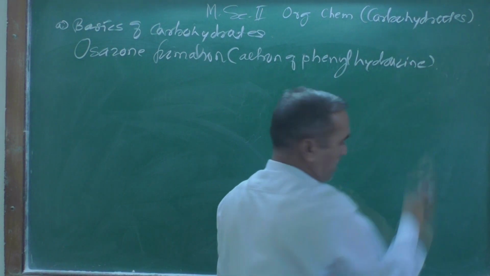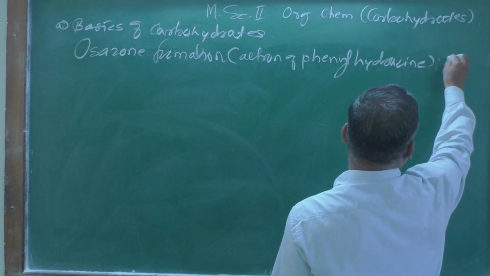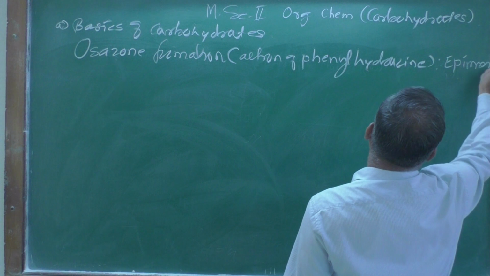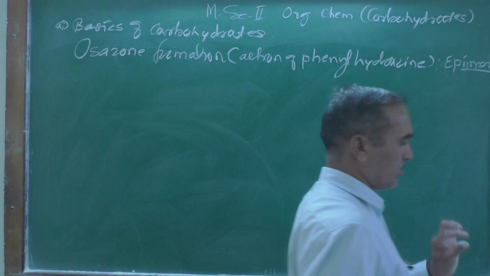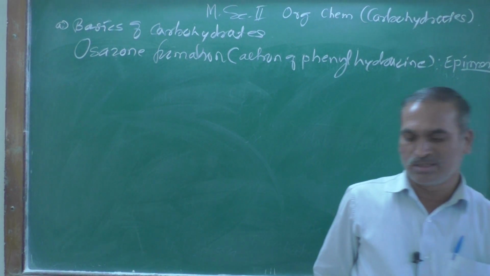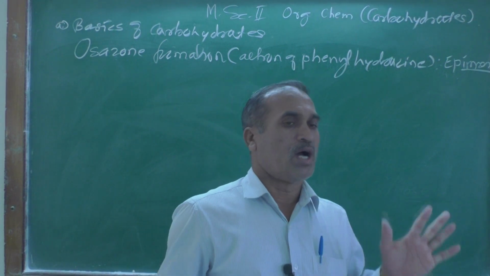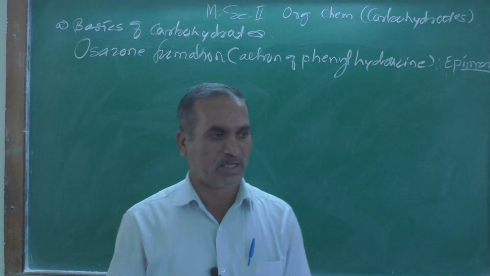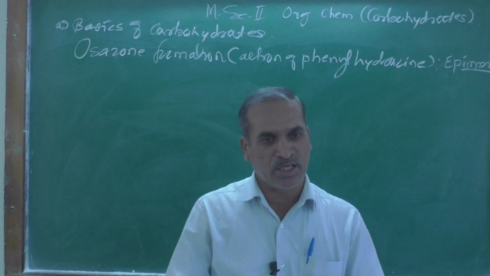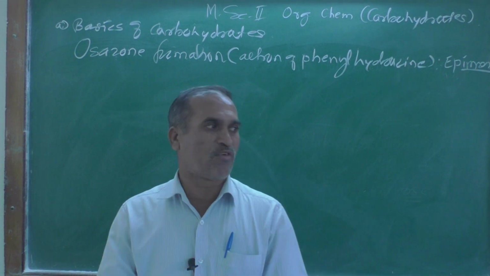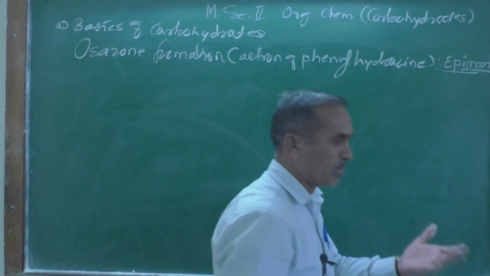Or what we can call it as epimers. You might know that epimers means everything is the same, only at one chiral center the absolute configuration is changed. That type of isomer is known as epimers. For example, glucose and D-mannose are epimers of each other. So let us see epimers first of all.